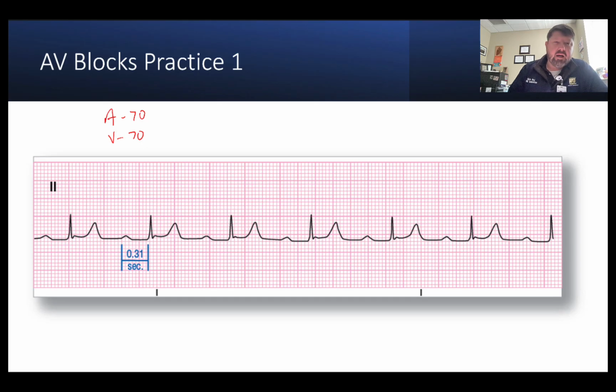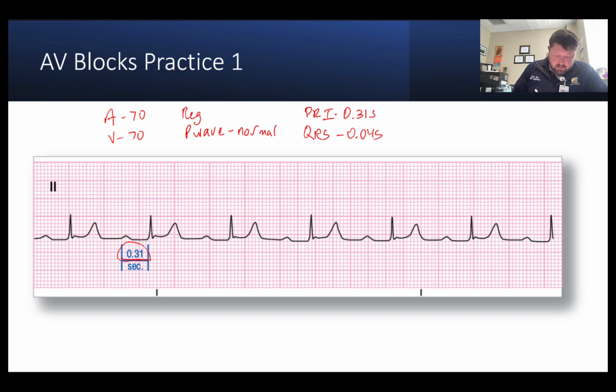So that already tells me that I've got a P wave for every QRS and a QRS for every P wave. It is a regular rhythm, and my P wave is normal. But look at my PRI. My PRI is 0.31 seconds. So that's obviously greater than 0.20 seconds. And then my QRS, it's narrow at 0.04 seconds.